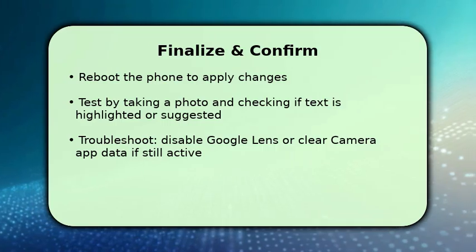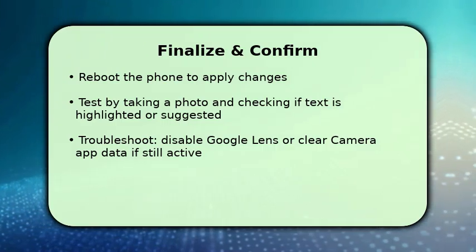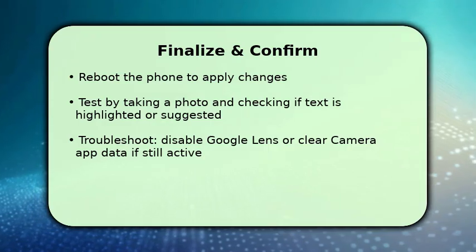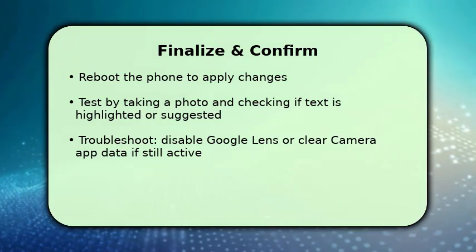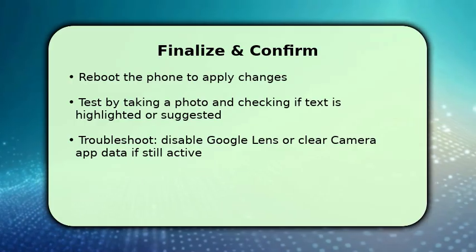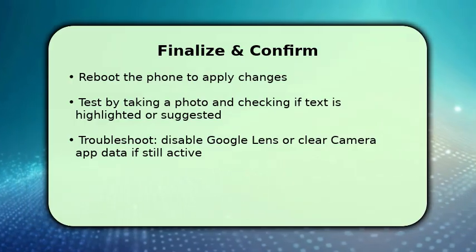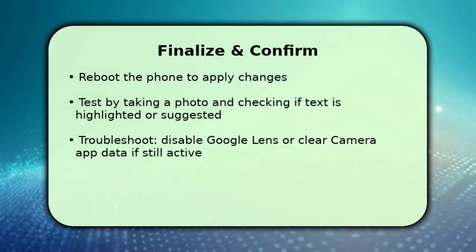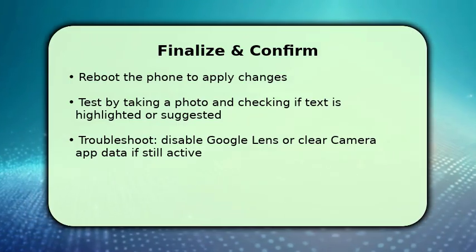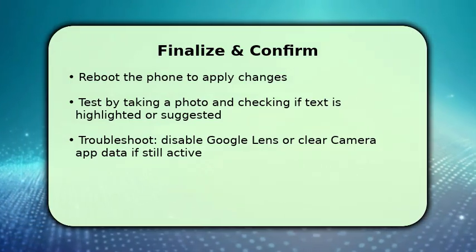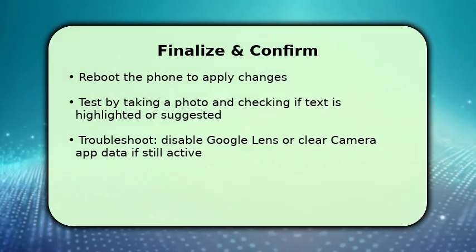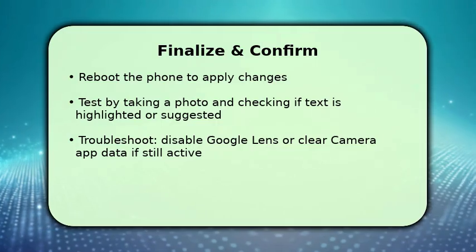You should not see text highlights, copy suggestions, or a scan prompt. If recognition still appears, make sure Google Lens or any third-party scanner is disabled and clear camera app data. Sometimes cache or secondary apps re-enable scanning. If problems persist, consider uninstalling updates for the OCR app or contacting support before any factory reset.